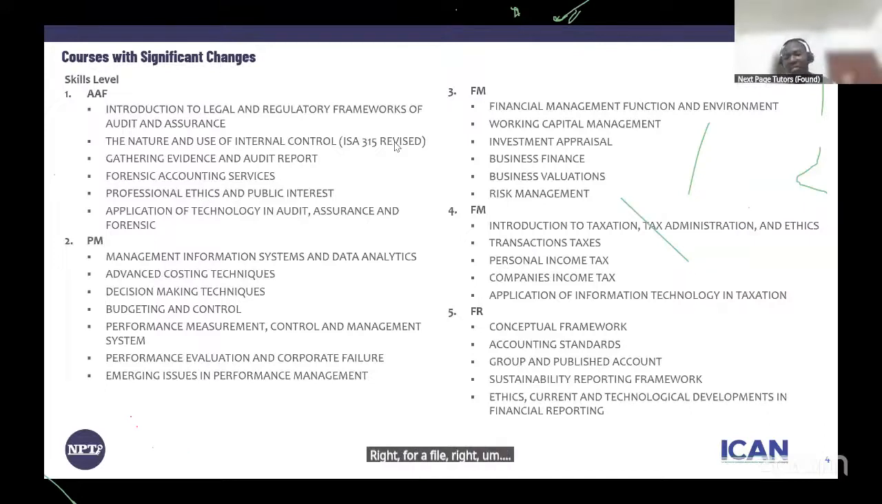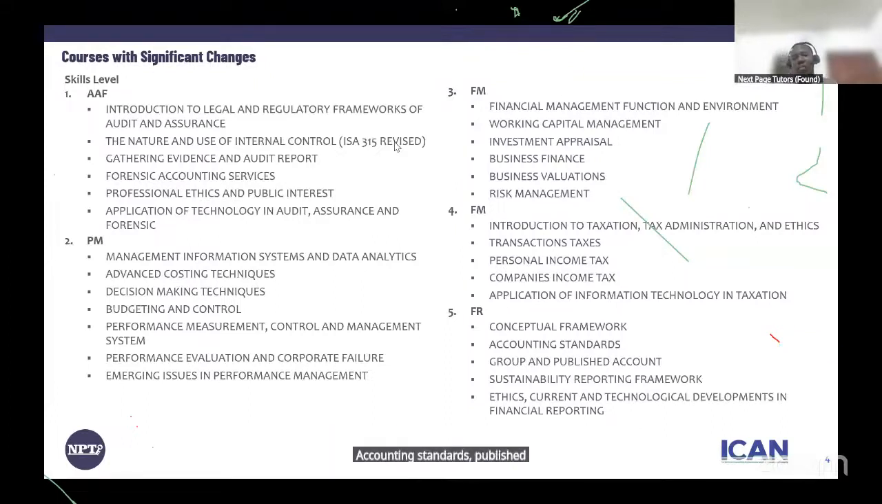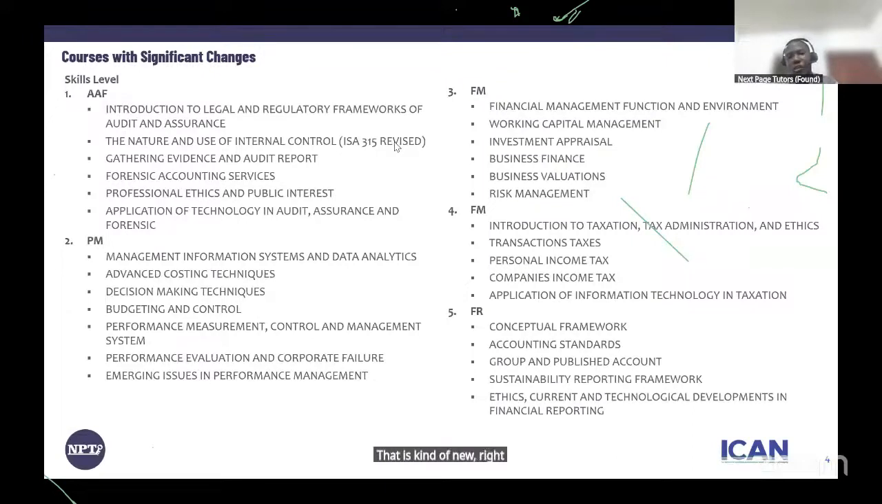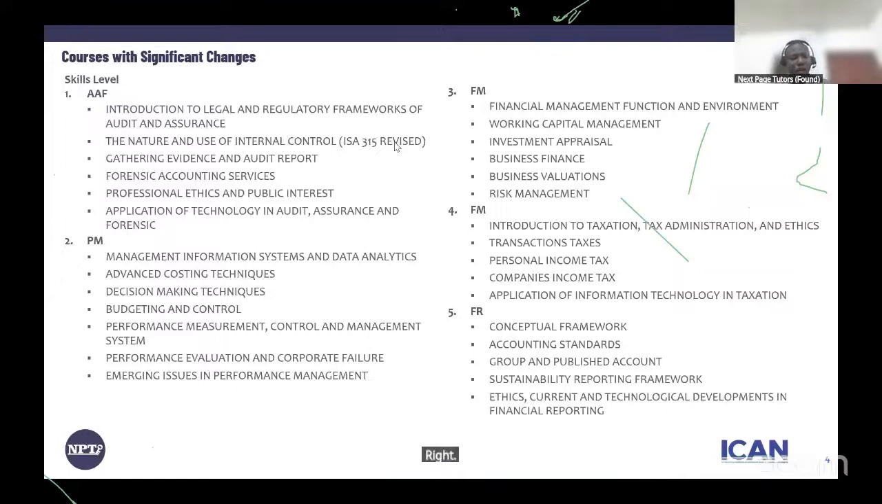The first three are not new in terms of conceptual framework, accounting standards, published accounts, and group accounts, right? However, you see that we have sustainability framework reporting. That is kind of new, right? Over there, they discuss IFRS S1 and IFRS S2. They also discuss sustainability compliance, how sustainability can affect business. Those are what we have there. And the last part is ethics.